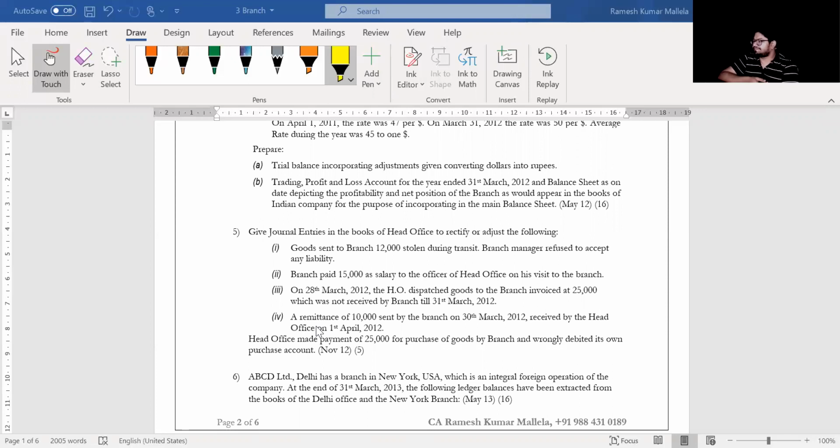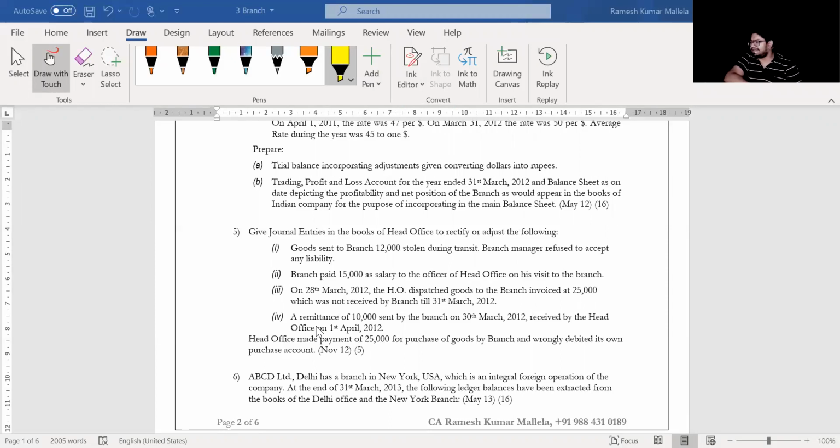Goods sent to branch 12,000, stolen during transit. Branch manager refuses to accept any liability. Now, what does this mean? I sent some goods. On the way, there is some loss. It did not even reach the branch. So the branch manager says, I am not responsible. While you are sending the goods, you lost it. I will not take responsibility. That means I am going to incur that loss. Okay. That's basically a loss only for the head office.